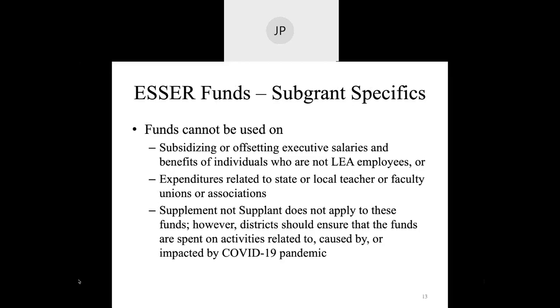Funds cannot be used on subsidizing or offsetting executive salaries and benefits of individuals who are not district employees or expenditures related to state or local teacher or faculty unions or associations. And please be reminded that within these ESSER funds, supplement, not supplant, does not apply. Supplement, not supplant, did not apply to ESSER 1, does not apply to ESSER 2, and does not apply to ESSER 3. However, districts should ensure that the funds are spent on activities related to, caused by, or impacted by the COVID-19 pandemic.